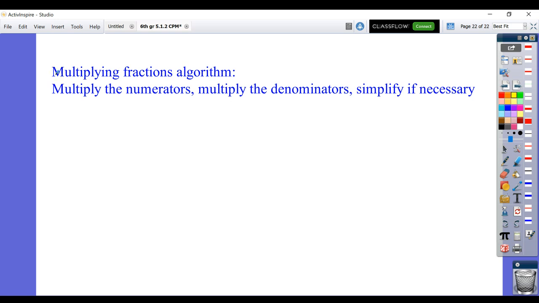I also did put on here as a quick reminder that the multiplying fractions algorithm is this. You multiply the numerators, which is the top number. You multiply the denominators, which is the bottom number, and then you simplify if needed. So you may want to put that in your workbook as well as a quick reminder on how to solve those.